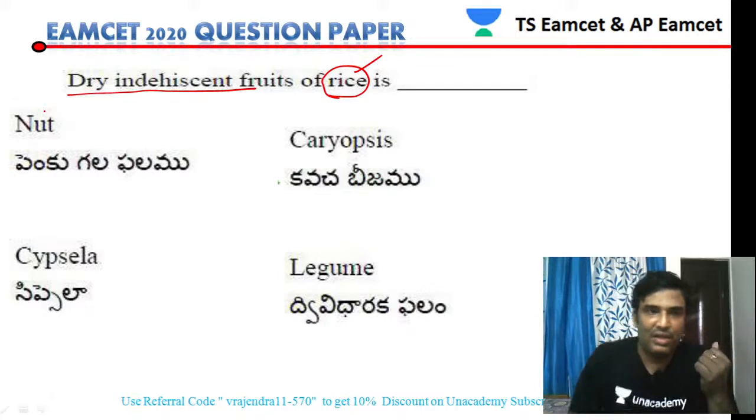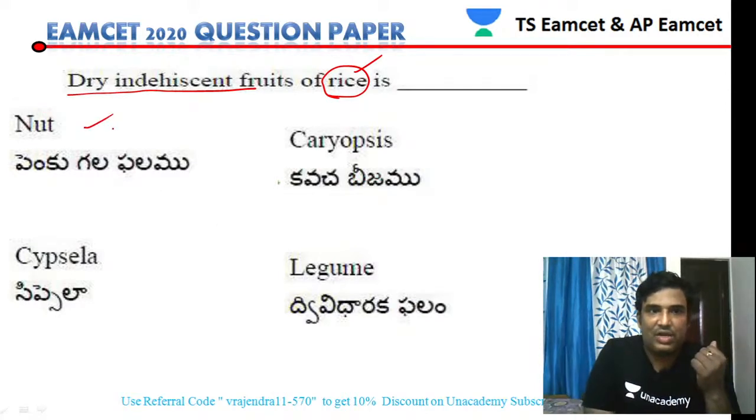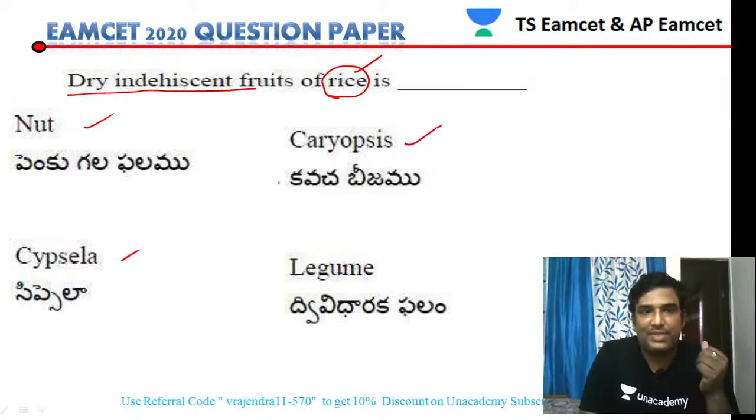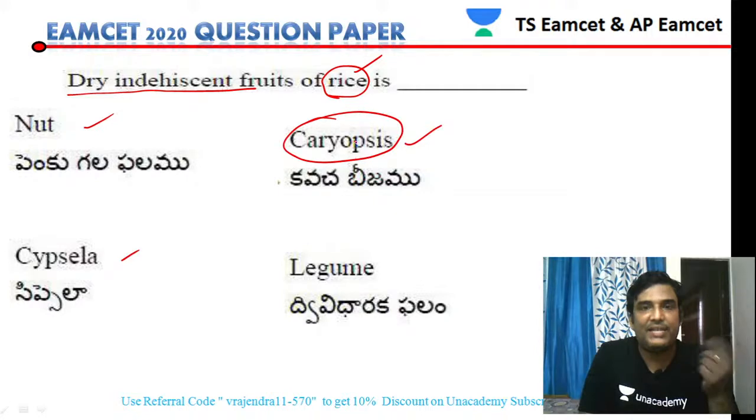Then a nut is not the dry indehiscent fruit of rice. Cypsela is not it either. It is caryopsis. So caryopsis will be our answer. No doubt, it is the indehiscent fruit of rice, a caryopsis.